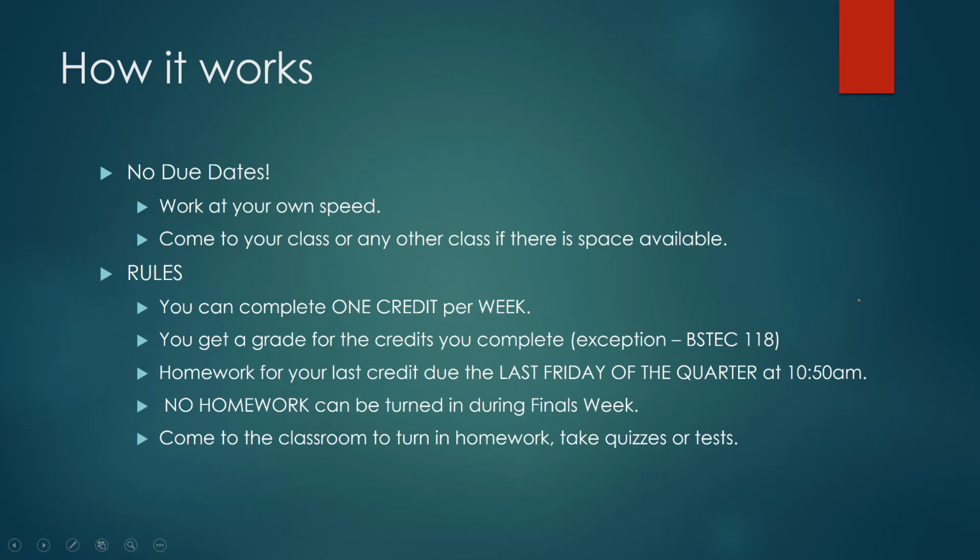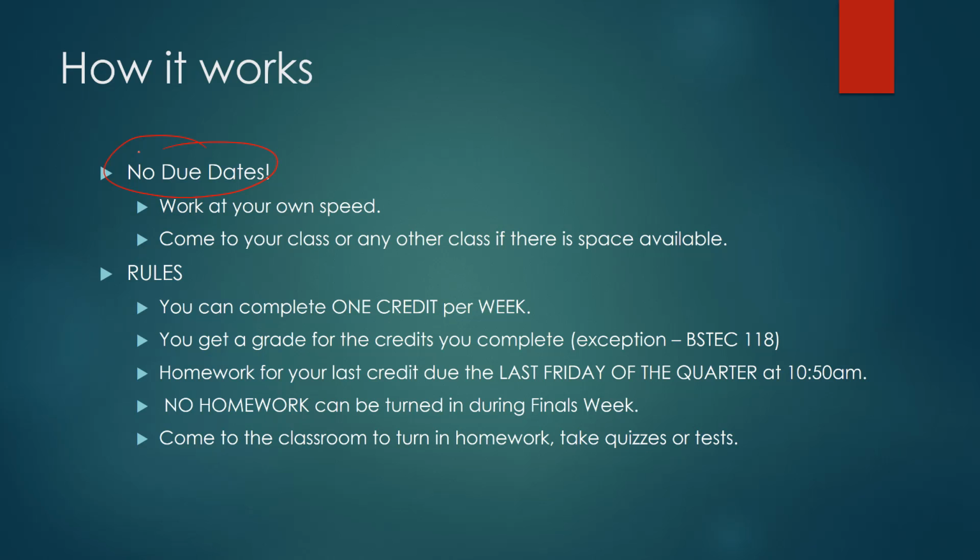Once you've decided what class you want to take and how many credits you're taking, here's the important stuff. These classes are offered in a very different type of classroom from traditional classes. These classes are offered in what we call the BizTech Modular Classroom. In this classroom, there are no due dates, so you get to work at your own speed, as fast or as slow as you want. So there's a tremendous amount of flexibility with how you manage your time. You can come to your assigned class time, or you can come to another class time if there is space available.